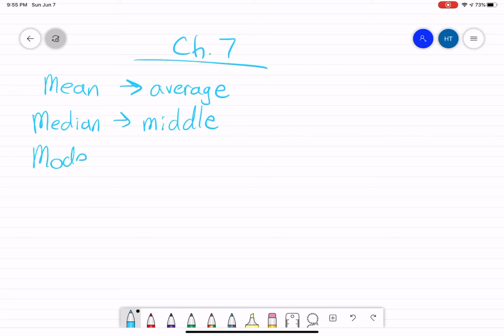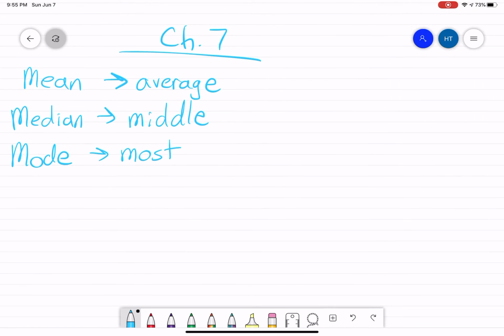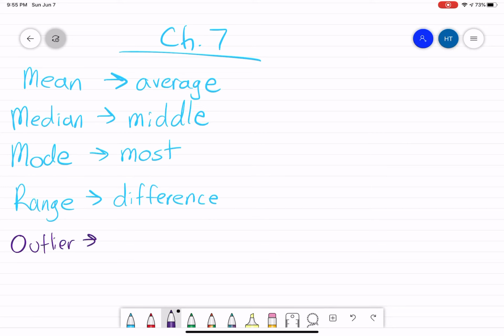Mode means the most, meaning what number occurs the most often. The range is the difference, right? The largest minus the smallest piece of data. Outlier is like the outsider. That's why I changed the color so you can kind of visually see it. It's the outsider, right? What piece of data doesn't belong?